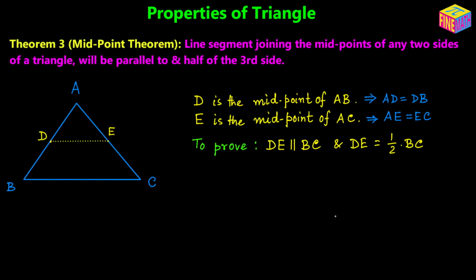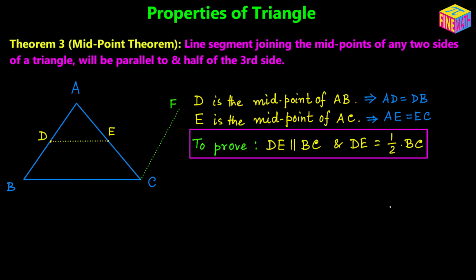Now to prove the theorem, we have to do a little additional construction. First, I'm going to draw a line segment parallel to AB from the vertex C, and let's suppose that line segment is CF, which is parallel to AB. Then I'm going to extend DE to meet this new line CF at a point G, and our construction is complete now. So CF is parallel to AB, and D and E are the midpoints of AB and AC respectively.